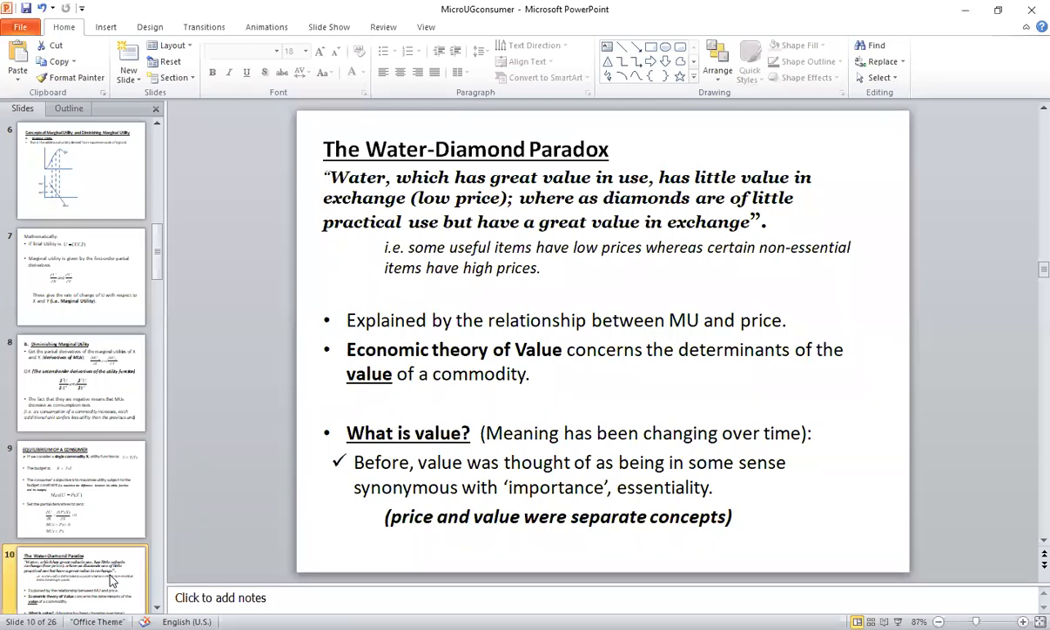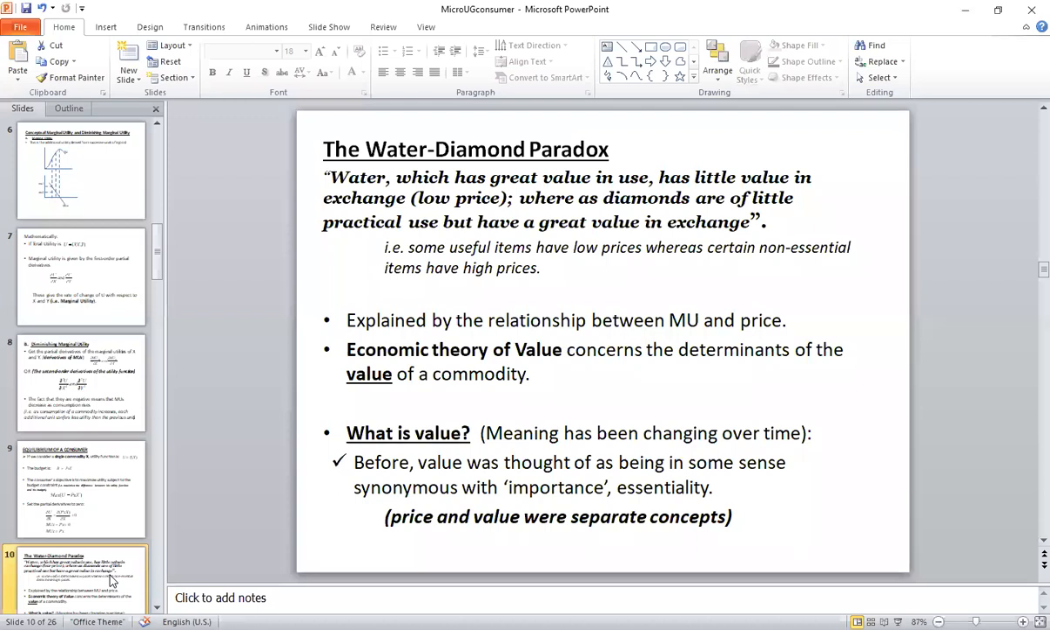In other words, water has a low price. You pay very little for water. Yet diamonds, which are of little practical use, have a great value in exchange. Like the price for diamonds is high, yet it has little value.